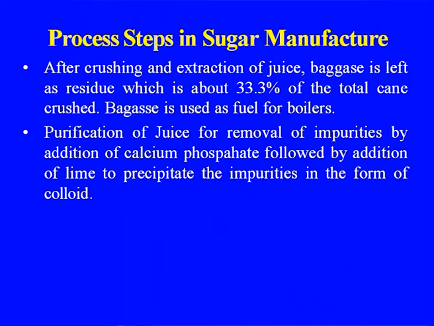Purification of the juice is done after removal of the impurities by addition of calcium phosphate followed by addition of lime to precipitate the impurities in the form of colloids, because the purification part is very important to get good quality sugar crystals.